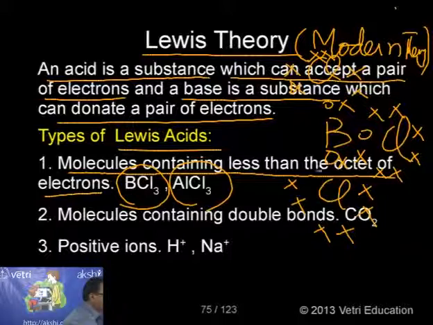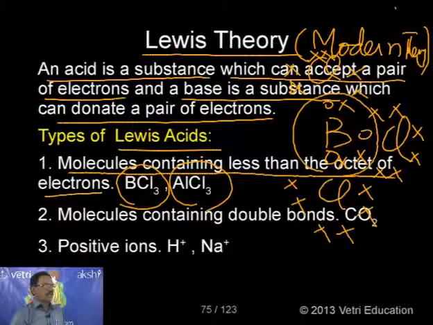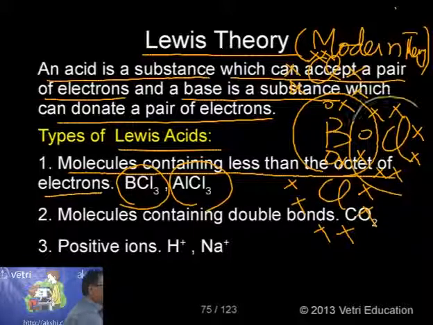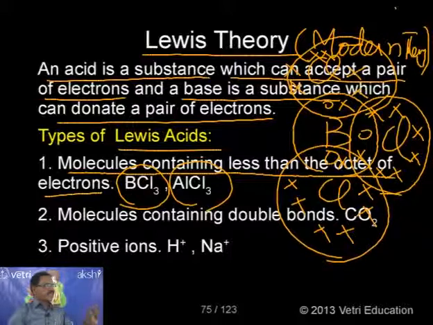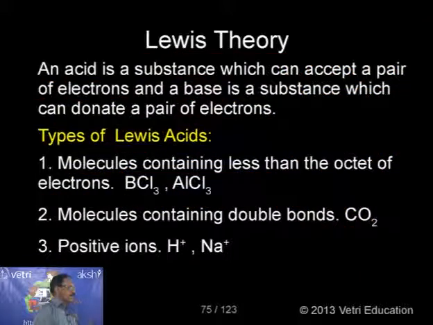So if you take the central boron atom, it has only 6 electrons in the outermost shell. Whereas for chlorine, each chlorine has 8 electrons. This is the interesting information. The idea here is that the central atom in boron trichloride has only 6 electrons. So this molecule will always move towards a pair of electrons. So boron trichloride is an acid because it can accept a pair of electrons. Same thing for aluminium chloride also. Right. So this is type 1.